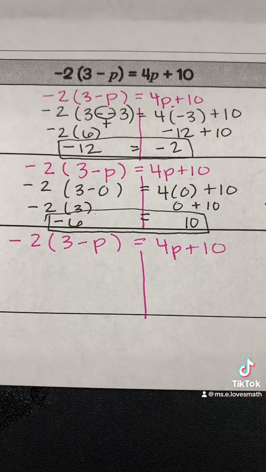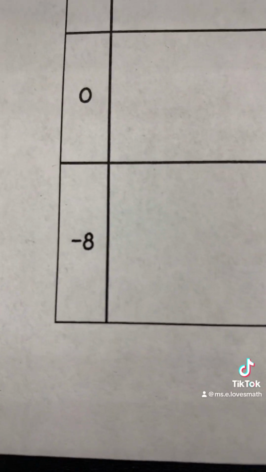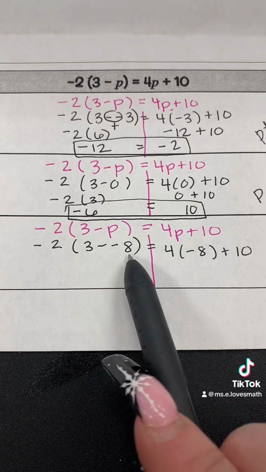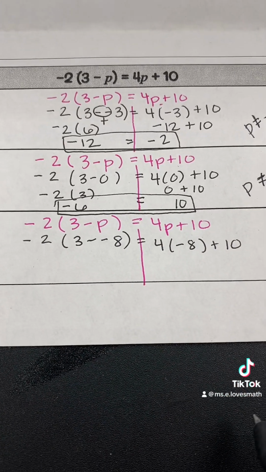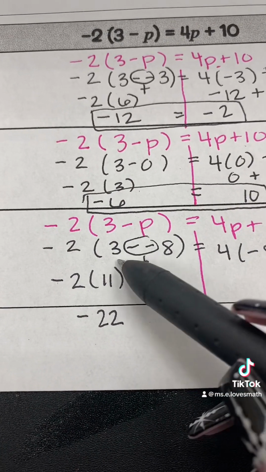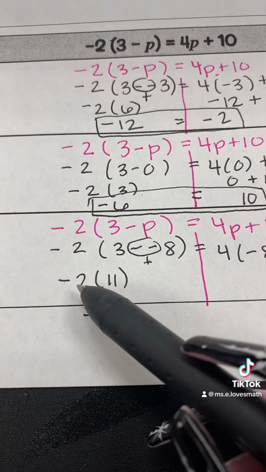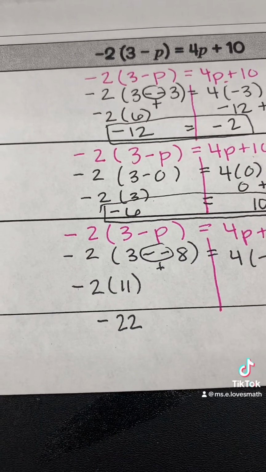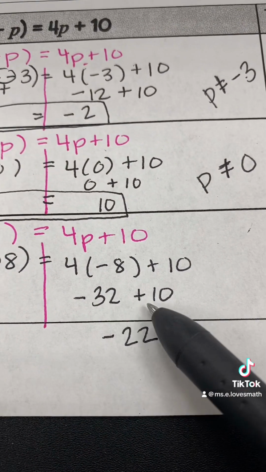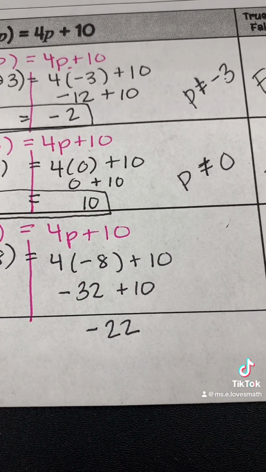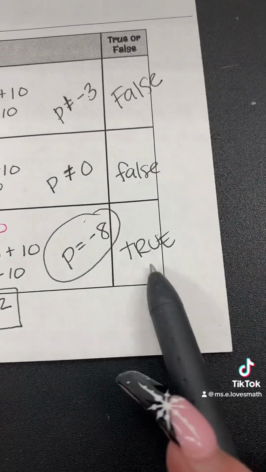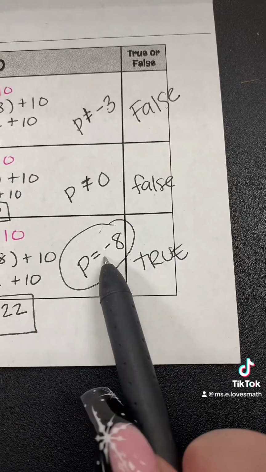We are now ready to test out our third value for p. We have -8. So just like in the other examples, we are going to replace p with -8. So here we have a double negative, or a minus a negative, which means we're really adding. So 3 plus 8 is 11. -2 times 11 is -22. Here we have 4 times -8, which is -32, plus 10, which is -22. -22 equals -22 is a true statement, which means p equals -8.